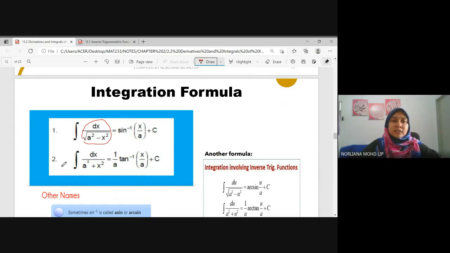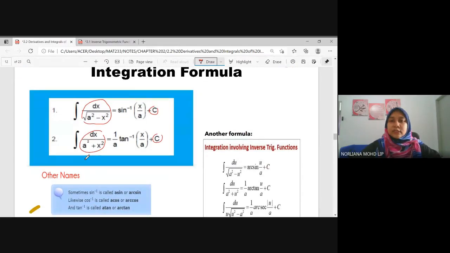Okay, the second one, we want to integrate dx over a square plus x square. Okay, this pattern. So equal to 1 over a tangent inverse x over a plus c. Untuk integration ada plus c lah, c is a constant, kalau dia tak ada boundary.